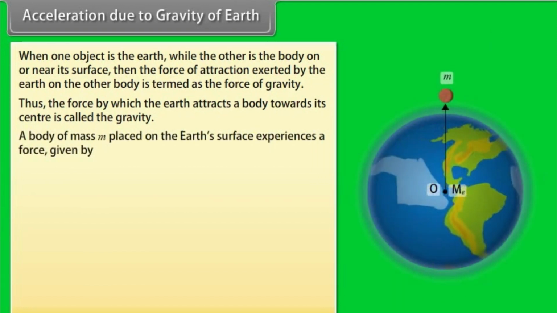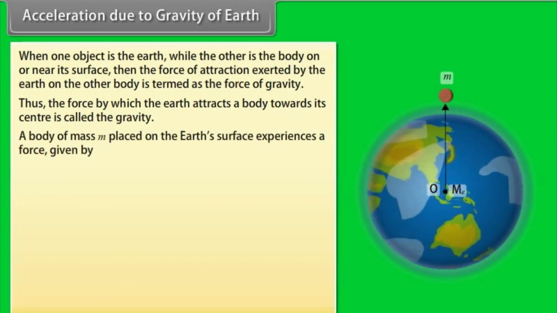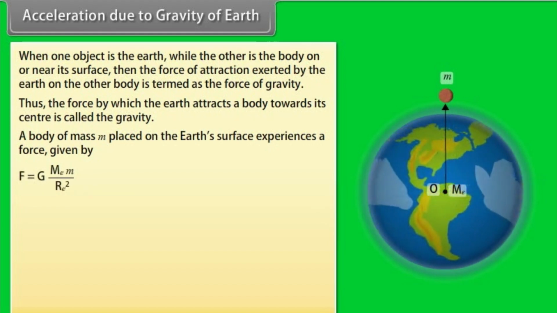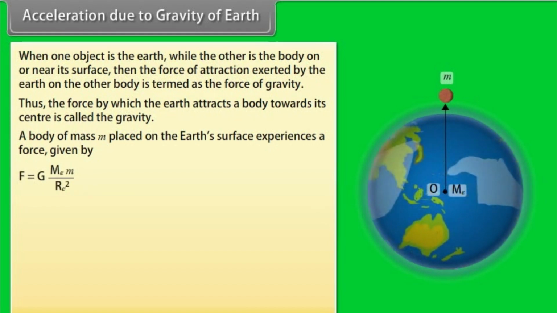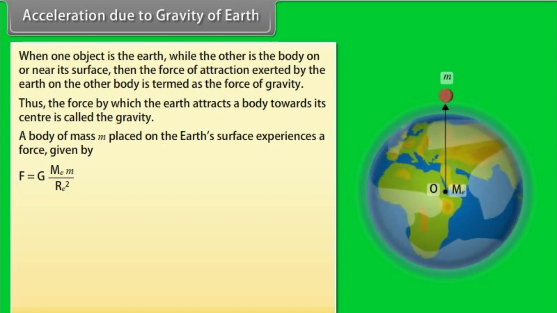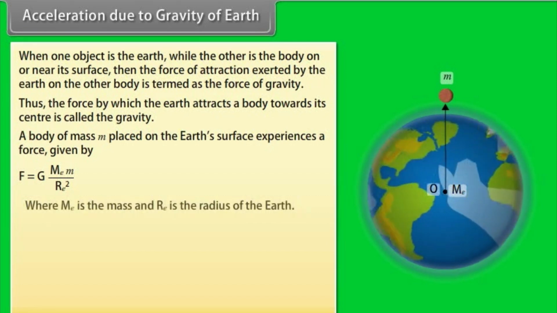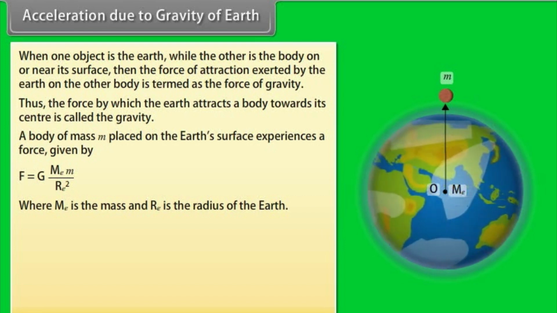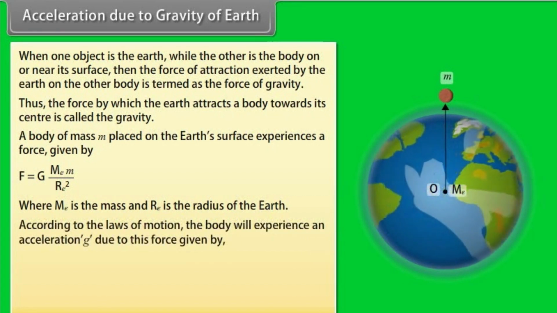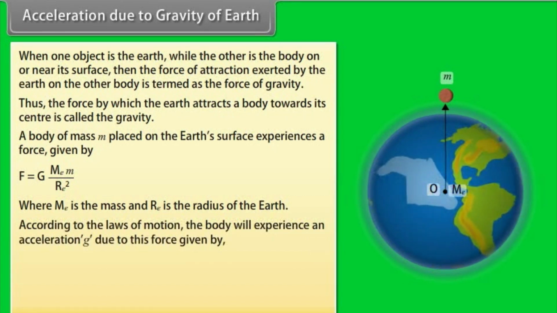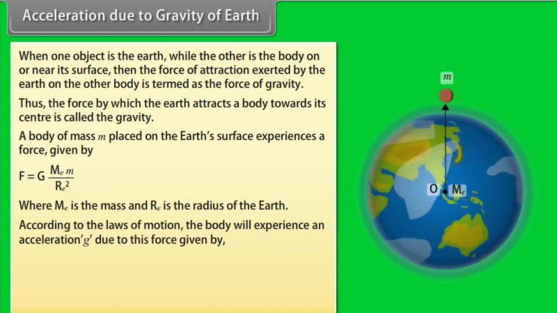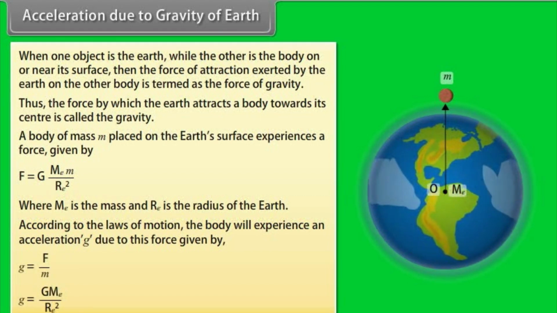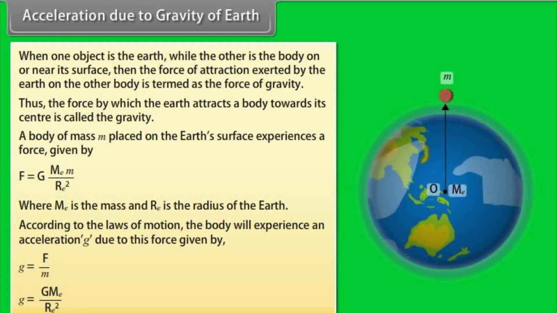A body of mass m placed on the Earth's surface experiences a force given by F is equal to G into ME m upon RE square, where m is the mass and RE is the radius of the Earth. According to the laws of motion, the body will experience an acceleration g due to this force given by g is equal to G into ME divided by RE square.